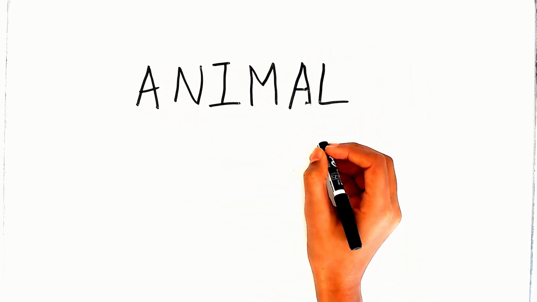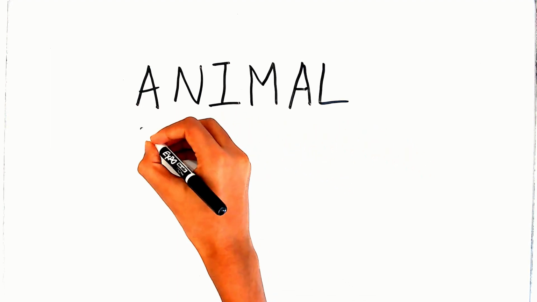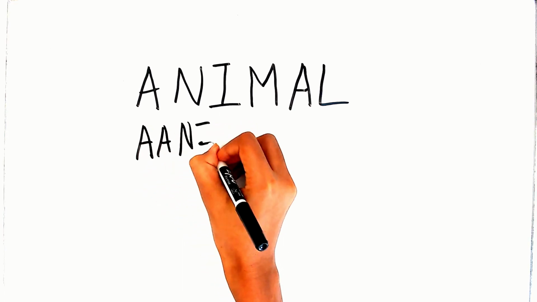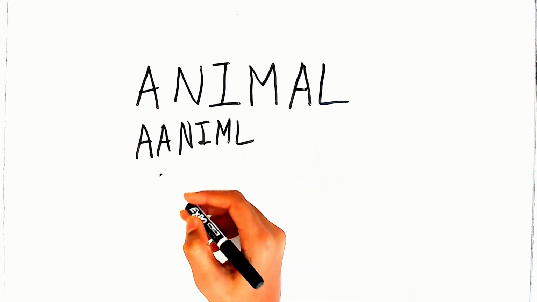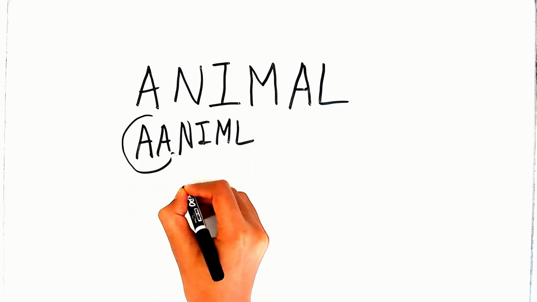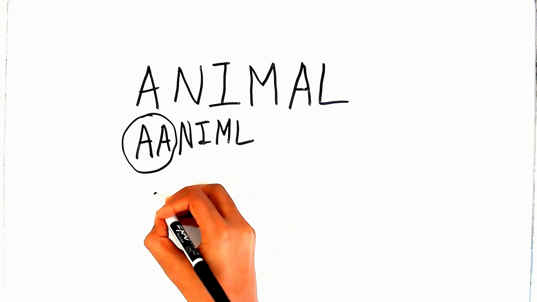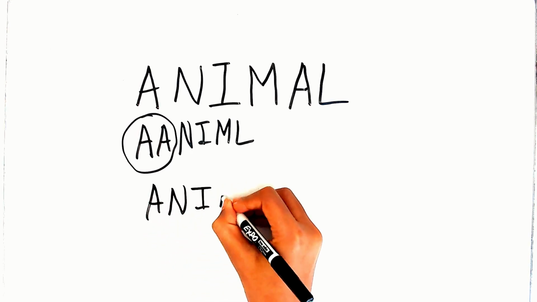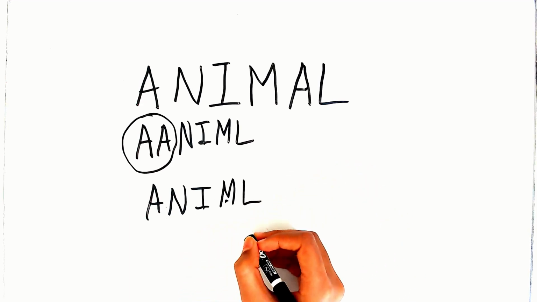So here, if we have both the A's together, it would be A, N, I, M, L. So if the A's have to be next to each other, we can actually just make the A's one whole letter. Instead of two A's, we can just have A. So A, N, I, M, L. So here we only have 1, 2, 3, 4, 5.